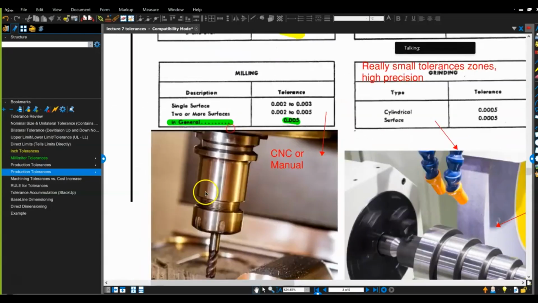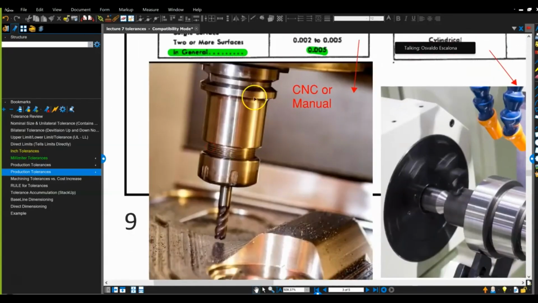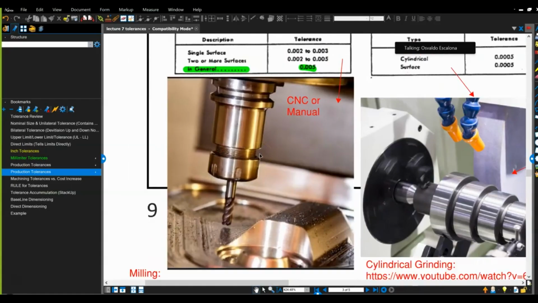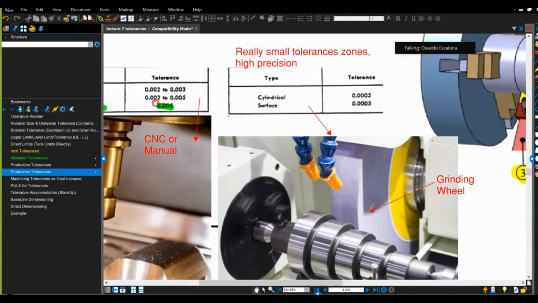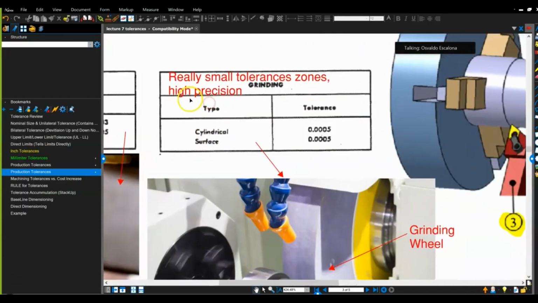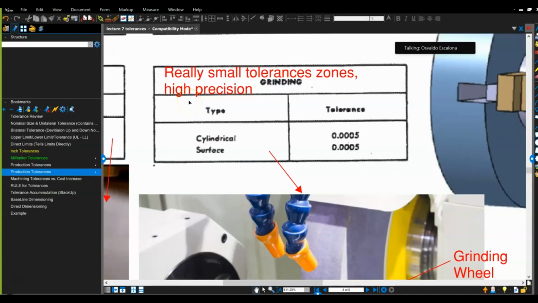Now, what is the best that I can achieve with a milling? And again, you can also do it manually, or you can do the CNC programming. You program the tool paths, and that's for you, right? 0.005 in general.